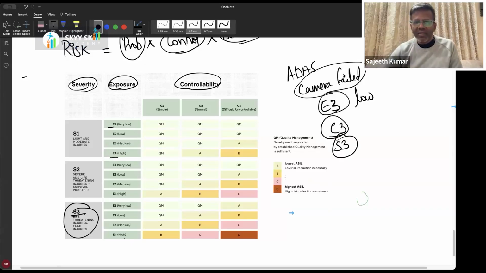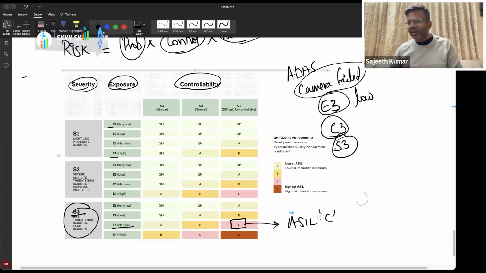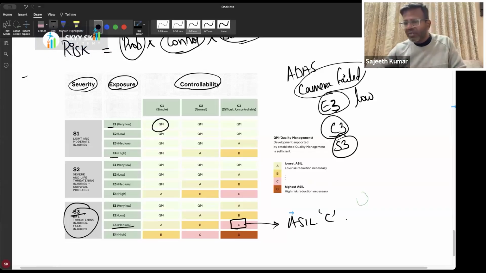Now, S3, E3, C3, right? This gives me an ASIL rating of C. Which means it is a very critical problem. ASIL rating of D is the highest problem, whereas the lowest one is called QM. QM is quality management, right? So you don't have to necessarily define some functions to reduce this, but you just take care of the quality, it is okay. So now what will we do if it is ASIL C?